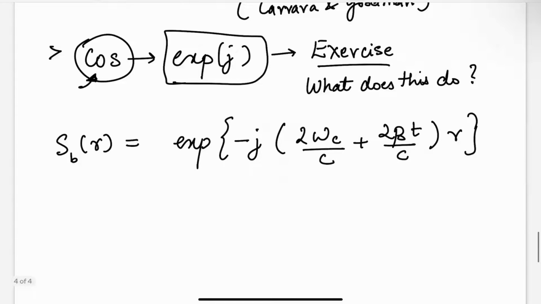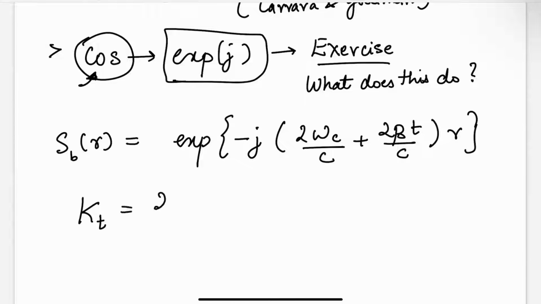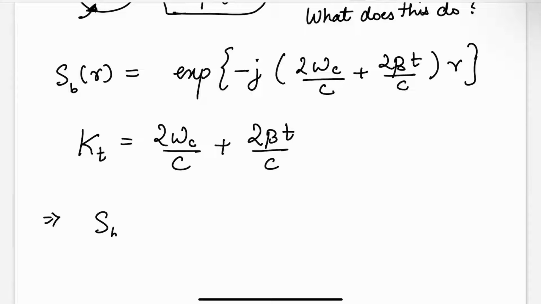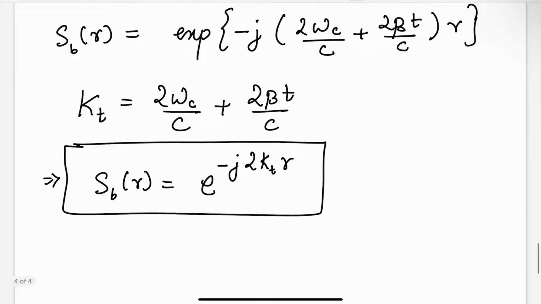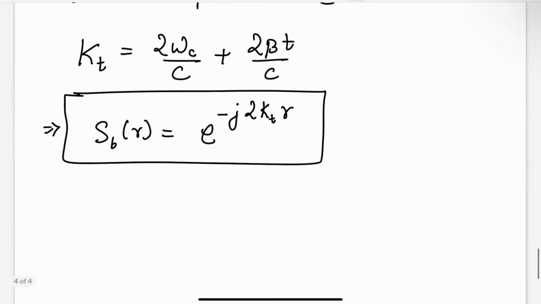Okay, I'll make a substitution. I'll say k t is equal to 2 omega c over c plus 2 beta t over c. And with this substitution, it's pretty clear that my signal model now for a single target is simply e to the minus j 2 k t R, which is a nice expression, I guess. So this is the IF signal or the beat signal.